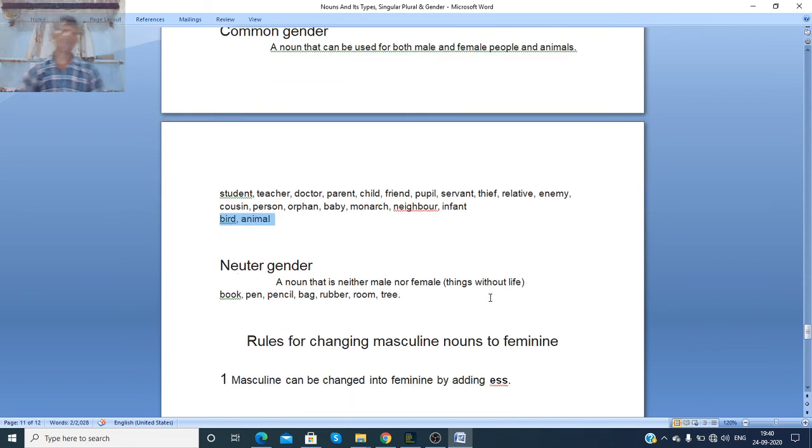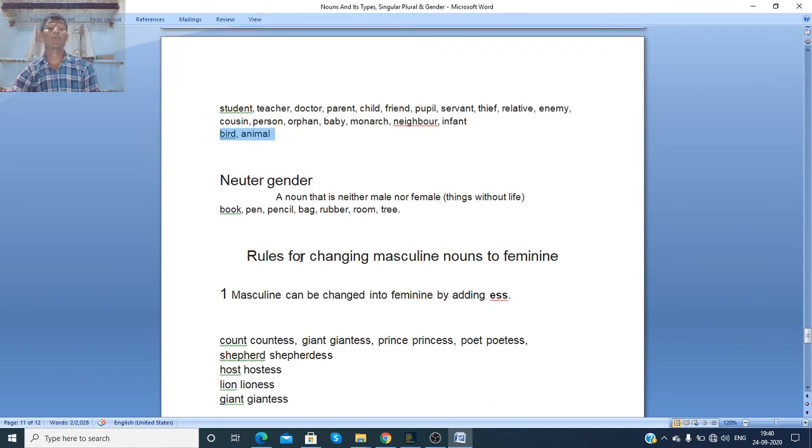Neutral gender, a noun that is neither male nor female. Things without life, like book. Book doesn't have life, it is neither male nor female. Pen doesn't have life, it isn't male or female. Pencil doesn't have life, nor male nor female. Bag doesn't have life, it's neither male nor female. Rubber, neither male nor female. So room, tree, these are neutral gender.